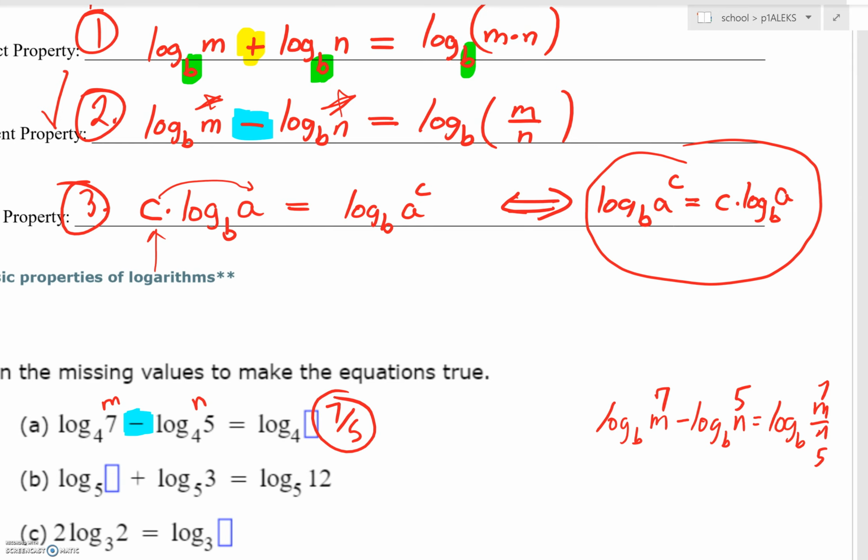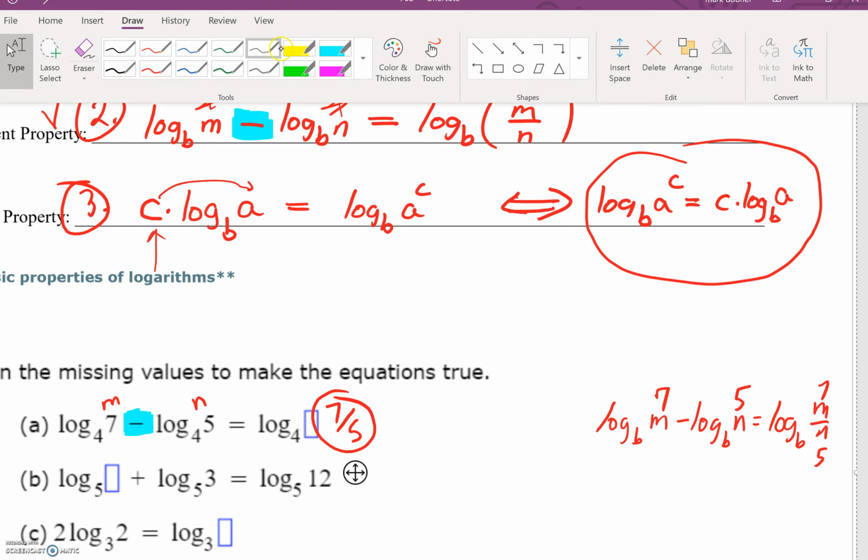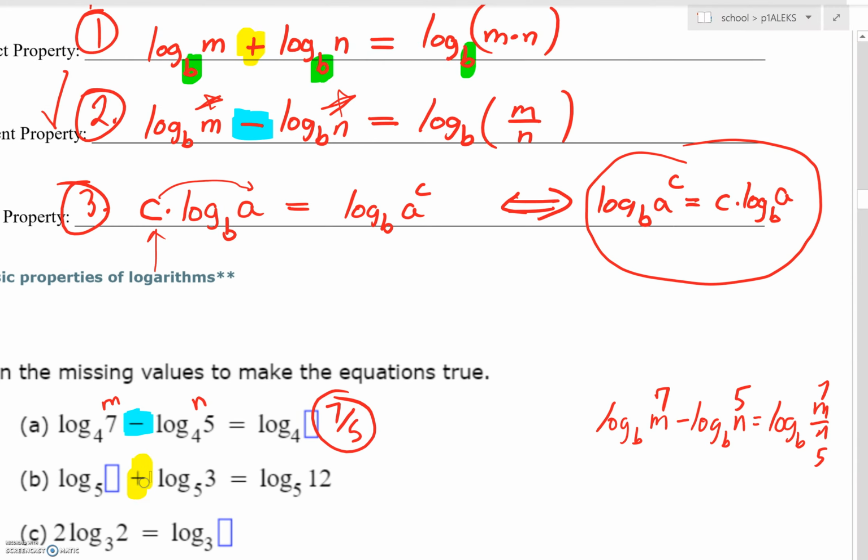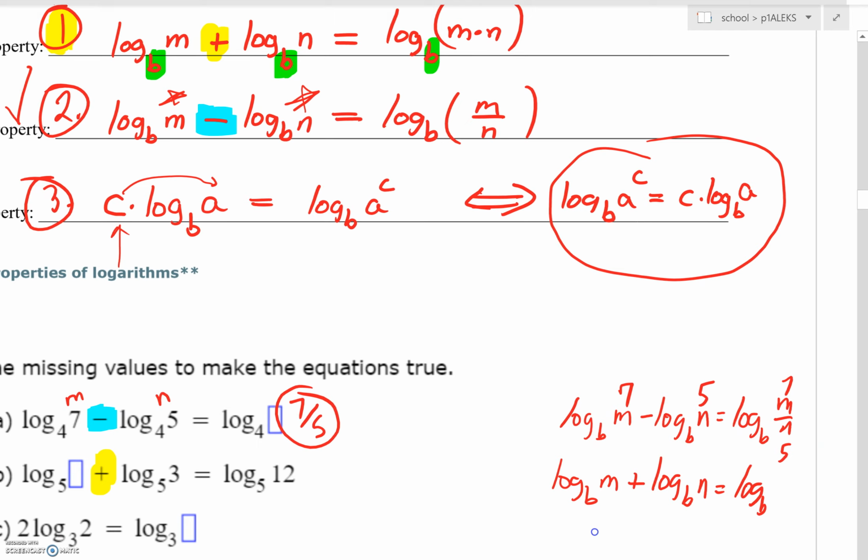As we take a look at B, I hope you can agree that because we have a plus, look at number 1 up here, that's really what we've got. And we're going to say this problem is log base b of m plus log base b of n equals log base b of m times n. Now this is looking a little bit different. And it's looking a little bit different because, here's your m, here's your n, and here's m times n.